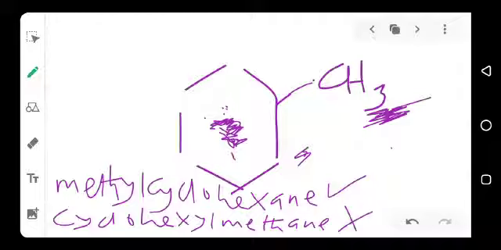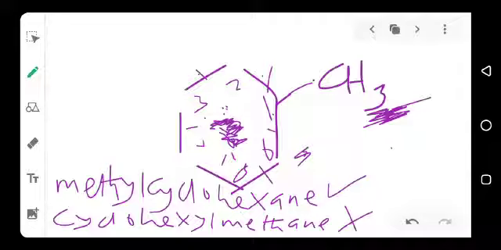Why hexane? Because we have a 6-membered ring structure here. That is, it has 6 carbon atoms in the ring: 1, 2, 3, 4, 5, 6. And hex is 6. Now why ane? Because it is under cycloalkane, so it has only single bonds all through.